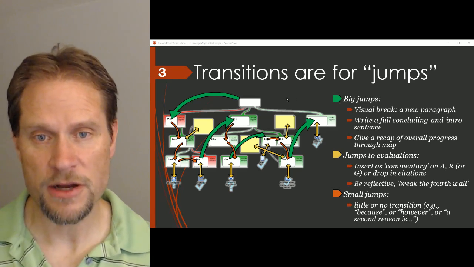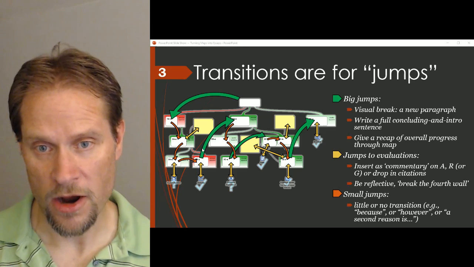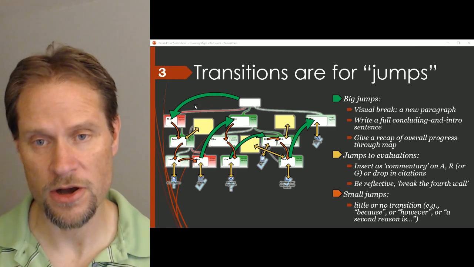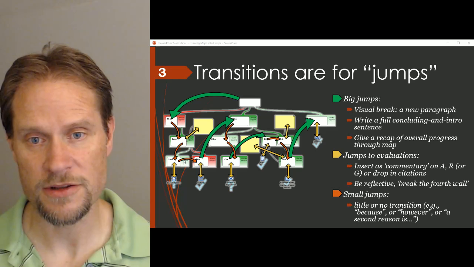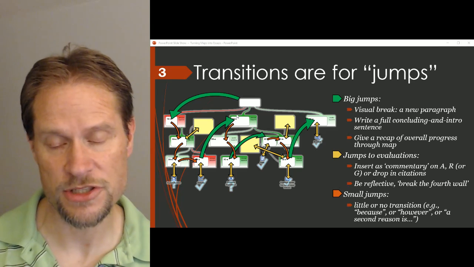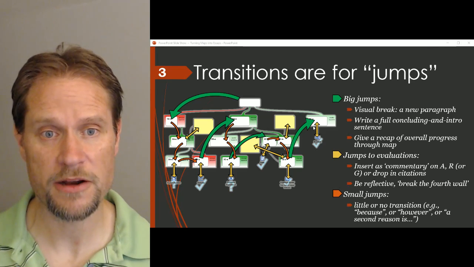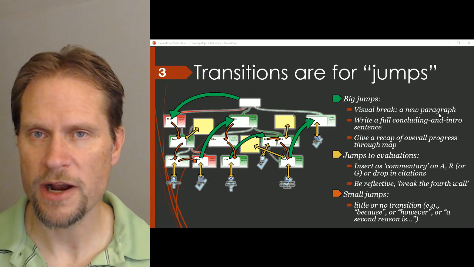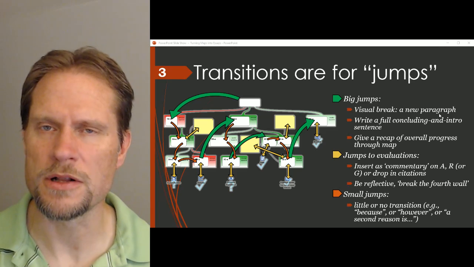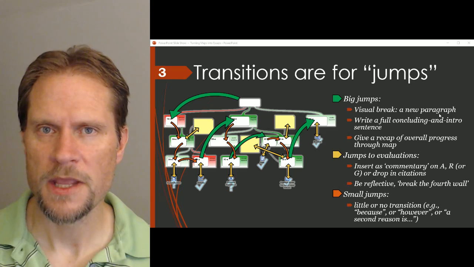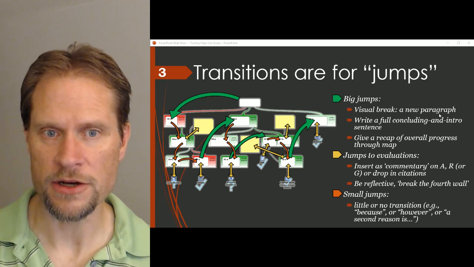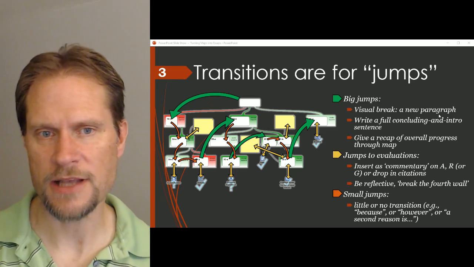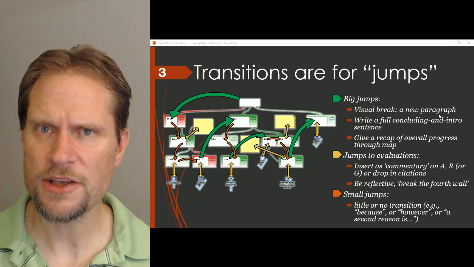So big jumps are presented in our path through here as these big, long, horizontal and sometimes also vertical diagonal jumps between branches of my argument. In the essay, usually new paragraphs. That's the only kind of visual signal that we can send our readers, is a new paragraph. Now, it's not the only one.